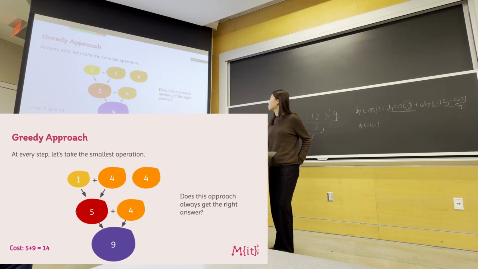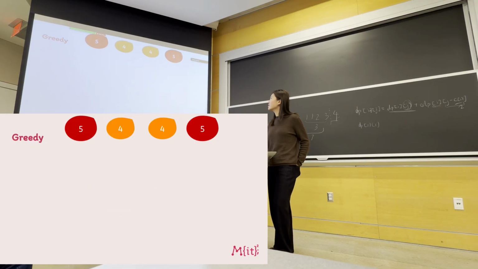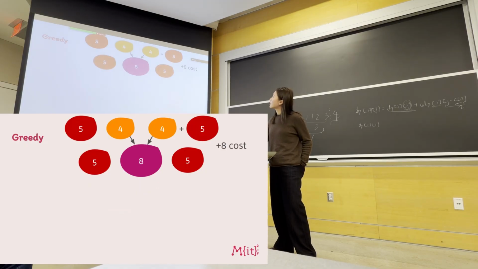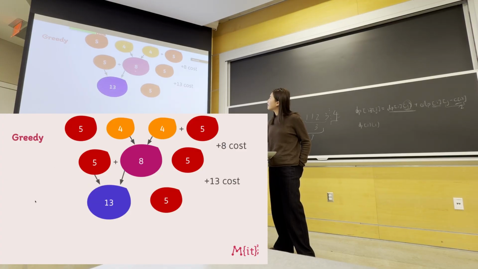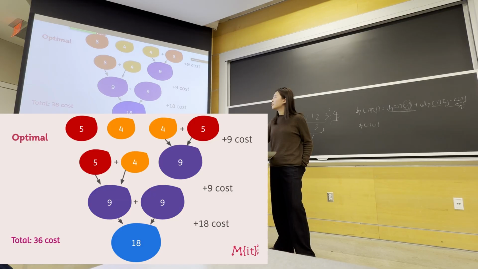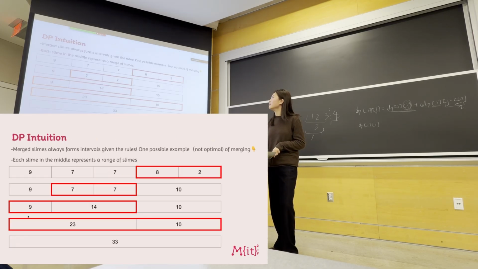However, this approach might not always be the right answer. If we look at a little more complicated cases, if we choose the smallest cost, so compare 9 and 8, if we choose the smallest cost, which would be 8, and similarly use the greedy method, we get a total of 39. However, the optimal way would actually be 36. So actually the right way to do it is to use DP.